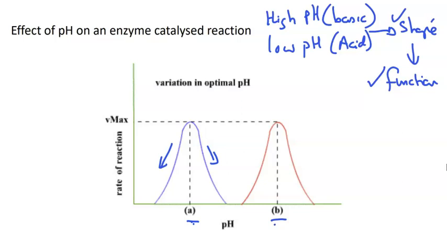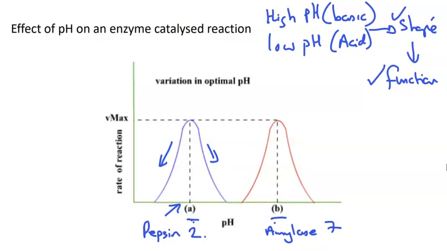In this instance where I've got A and B, the idea here is that this would illustrate the optimum pH of the enzyme pepsin from the stomach, round about pH 2, as opposed to B, which could be salivary amylase, and its optimal pH would be approximately 7. So very different optimums for two very different enzymes operating in two very different biological functional regions.